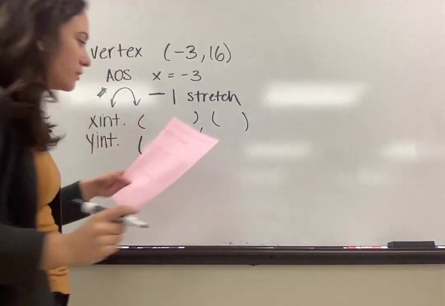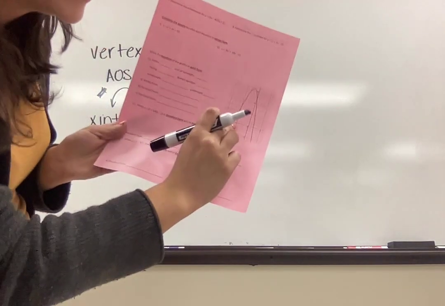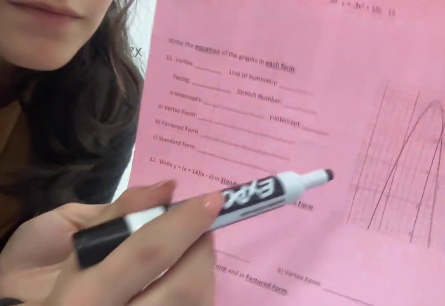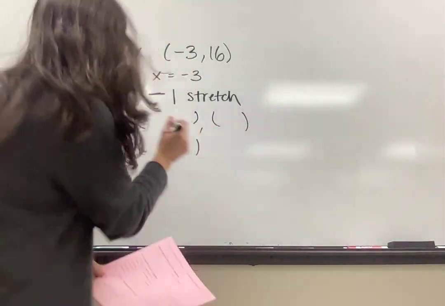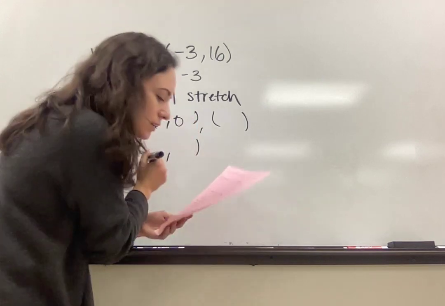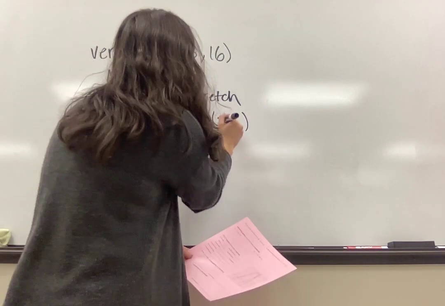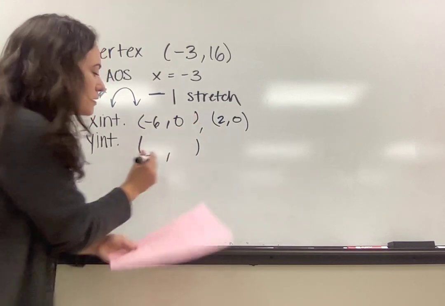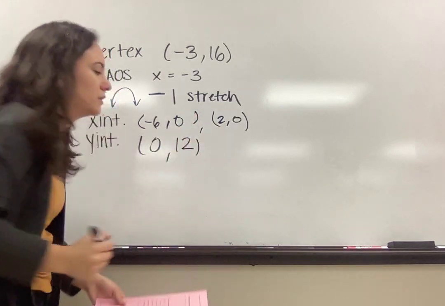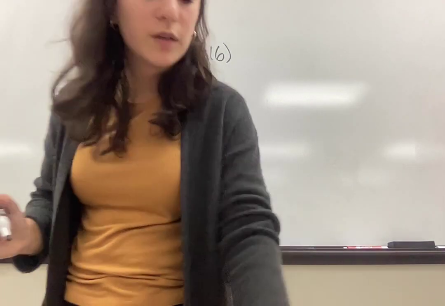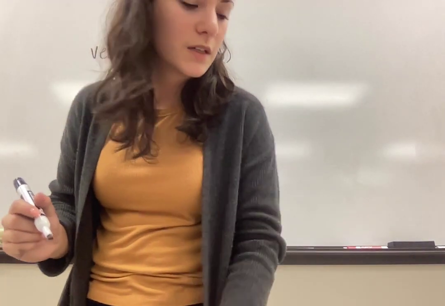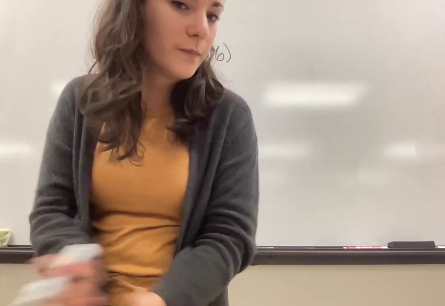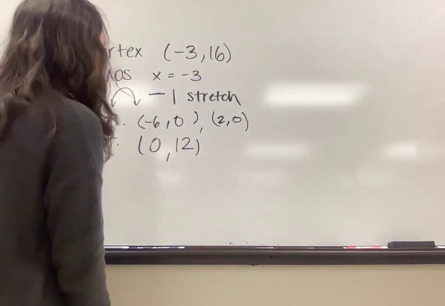Those are coordinate points, so I'm going to write them as coordinate points. My x-intercepts, here and here, (-6, 0) and (2, 0). And my y-intercept, (0, 12). Okay, with all that information, that should be enough to at least get one of my forms, and then from there I can convert from one to another. Alrighty.